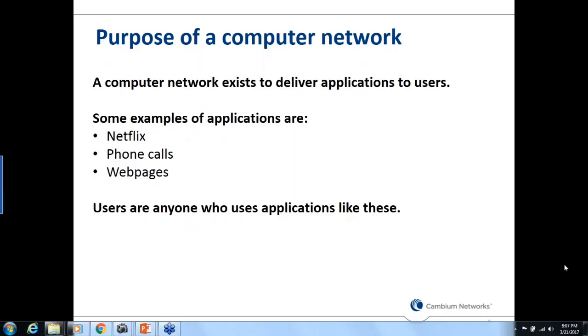That we'll explain as we go through this whole Cambium College process is to get that application that's far away from you geographically to you and your local device so that you can use it and enjoy it.